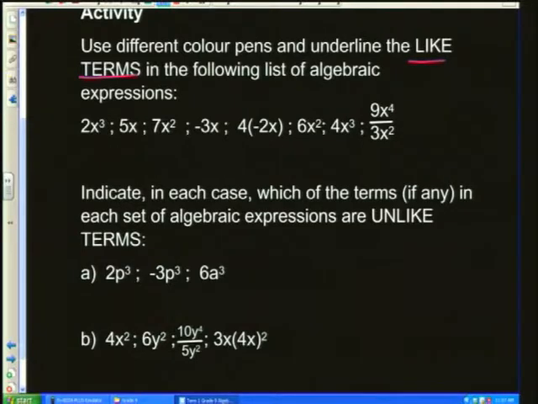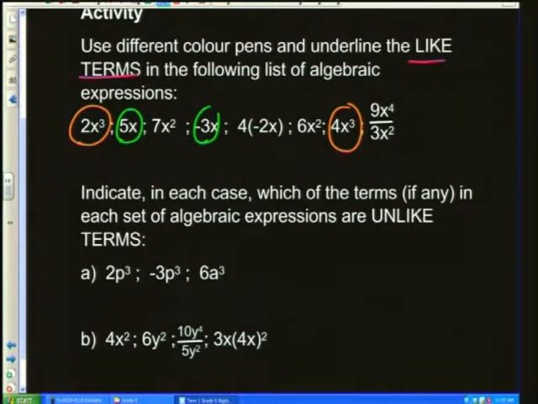Now, the first one is 2x raised to the power of 3, so we must look for another one that is the same. So we know those ones are like terms. Are there any more that is x to the power of 3? It doesn't look like that. So let's look for something else. We have a 5x here. We have another x here.